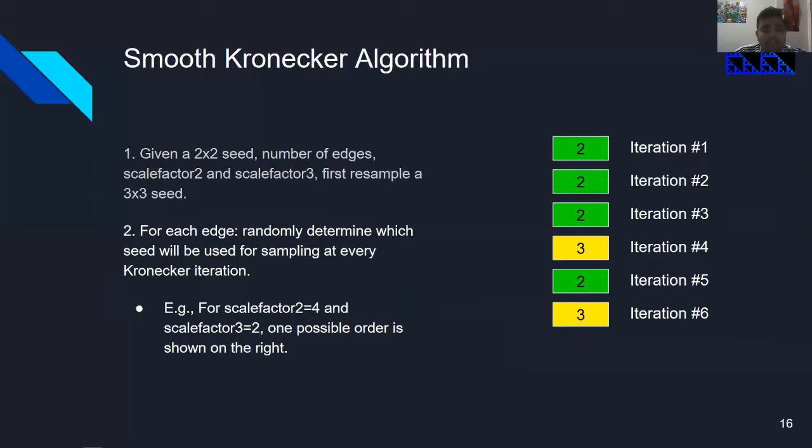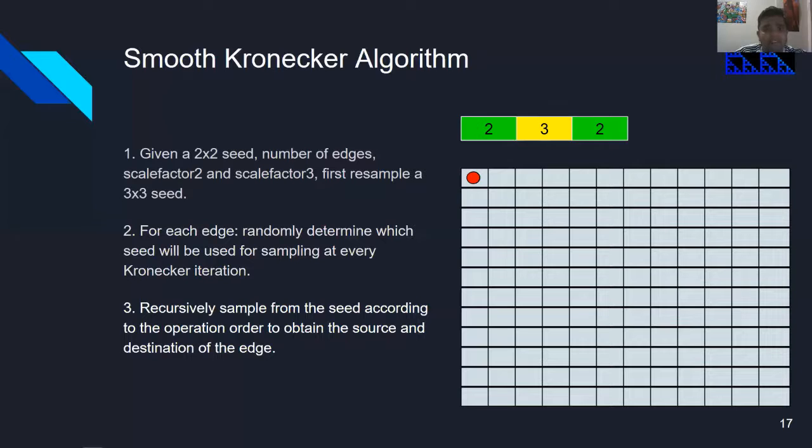Next, for each edge, the algorithm randomly determines which seed will be used for sampling at every Kronecker iteration. For example, for scale factor 2 equals 4 and scale factor 3 equals 2, a possible order is shown on the right. Note that the random order of the 2x2 and 3x3 seeds is rolled for each edge and not for the whole graph. So we don't need to run a scalability benchmark multiple times to reach convergence, as we have to for the noisy Kronecker graphs.